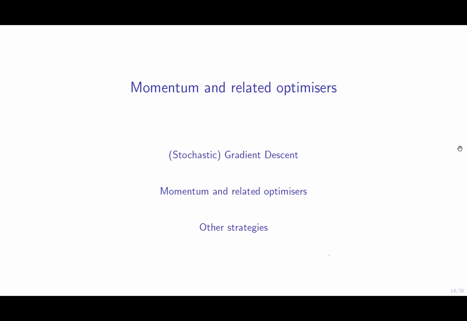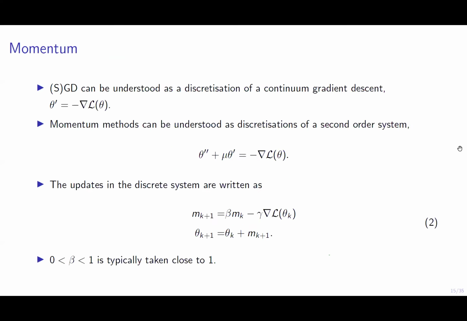Now, in reality, gradient descent is much easier to understand, but people don't tend to use just regular gradient descent. What they tend to use are methods based on momentum. So if we go back and think, where did SGD come from? We're thinking of just simple gradient descent: theta prime is equal to minus the gradient of the loss.